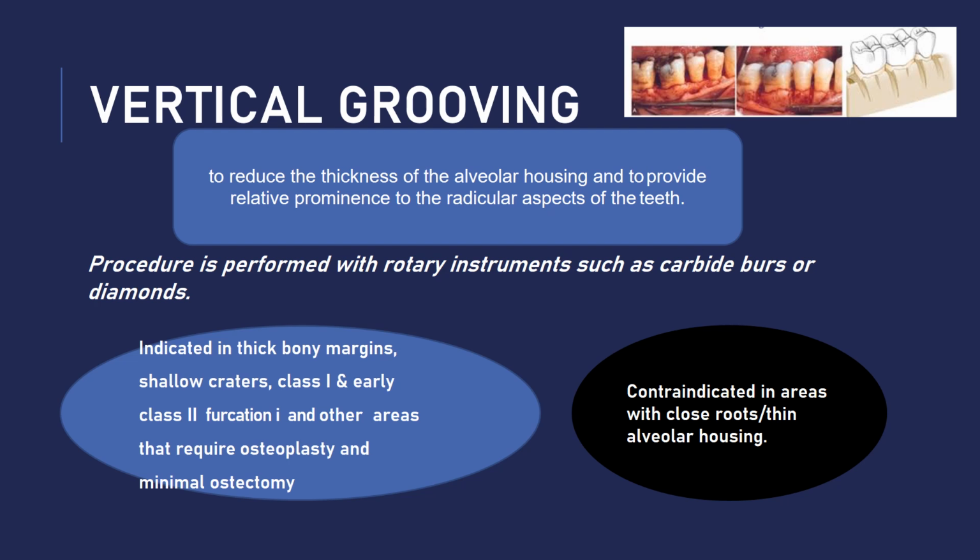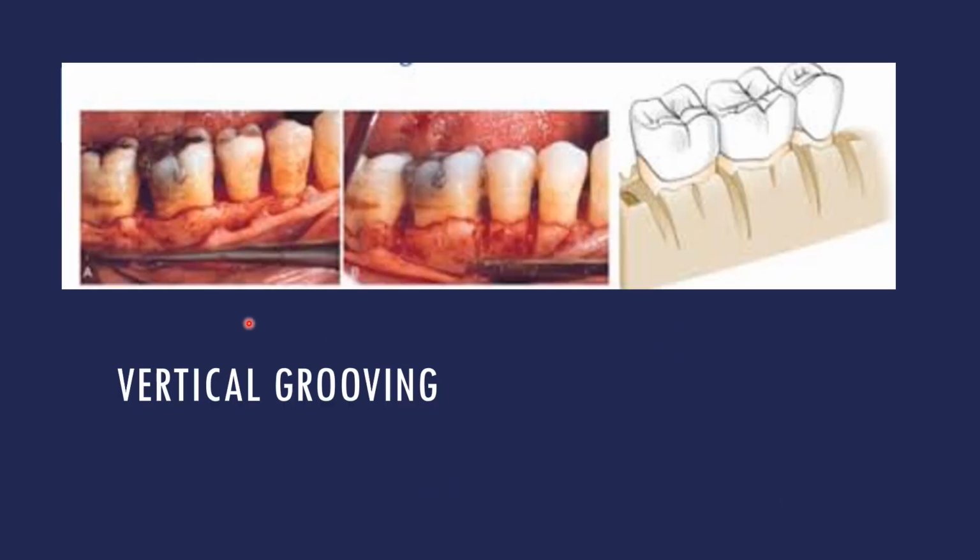Okay, so this is the procedure. You can see the thickened bone here. The flap has been raised, and you can see the thickened bone and the shallow craters. So this vertical grooving has been done with carbide burs. This is more clear with this diagrammatic representation.